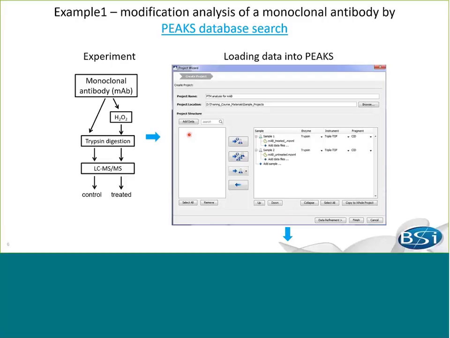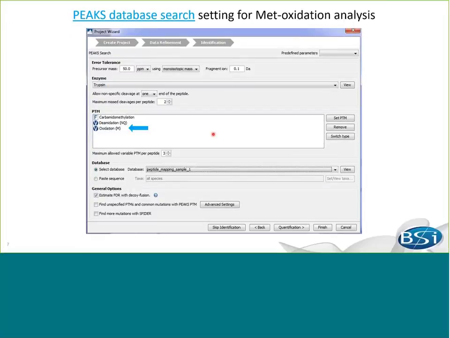We uploaded the data of control and peroxide-treated samples into PEAKS and selected trypsin as the enzyme, and the instrument and fragment type that were used in this experiment. In the database search setting window, we input precursor and fragment ion tolerance based on the instrument that we used, and added methionine oxidation as an additional variable modification, since we knew that hydrogen peroxide could oxidize methionine residues. And then we clicked the Finish button to let the DB search run.